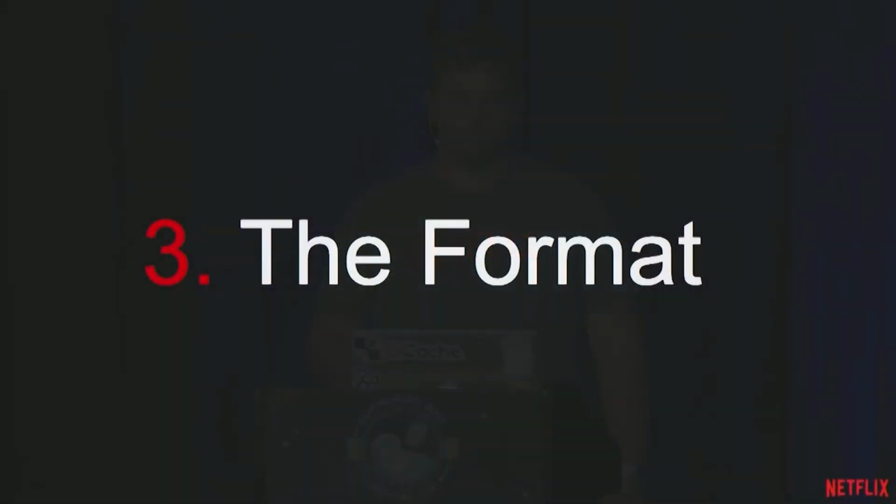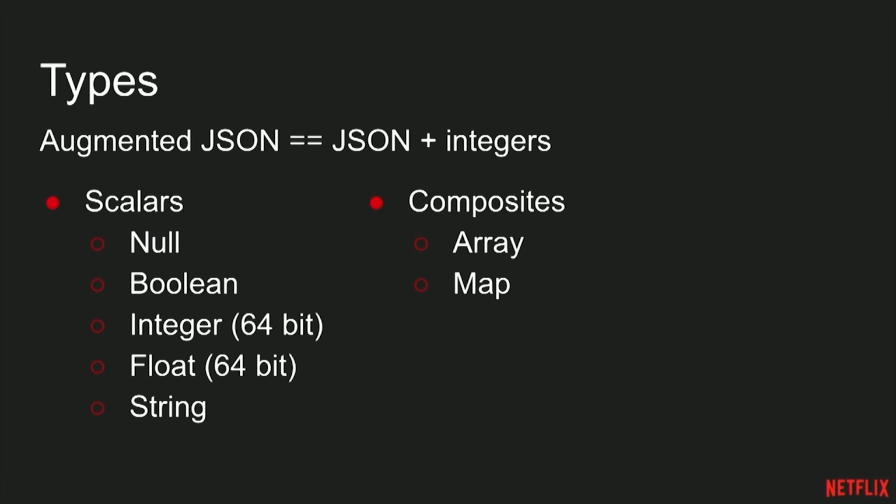So I know it was a little bit fast, but we have a lot to go through on the actual bits and bytes pieces of this that help support all these queries. Again, we're dealing with what I call augmented JSON because we have integers now. There's 5 scalar types: null, boolean, integer, float, and string. And then we have 2 composite types, which are far more interesting than scalars: arrays and maps.